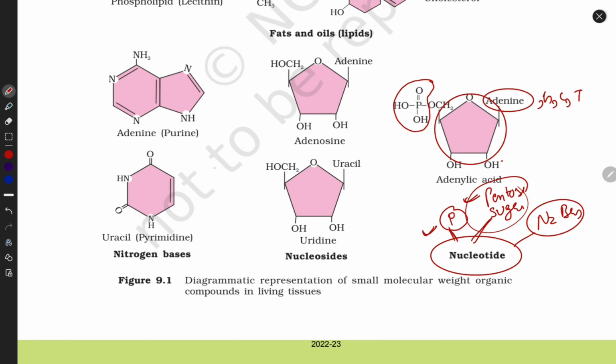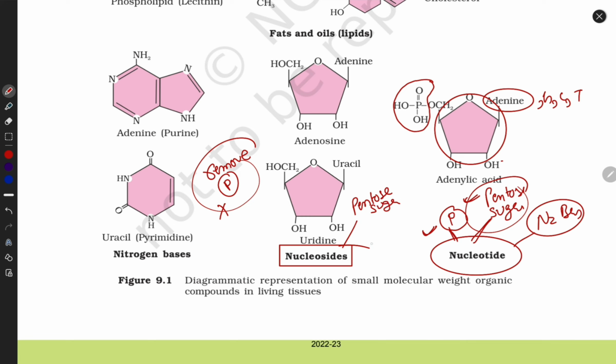If, guys, I remove the phosphate group, then we can call it a nucleoside. It does not contain a phosphate group, but what does it contain? Pentose sugar and nitrogen base.